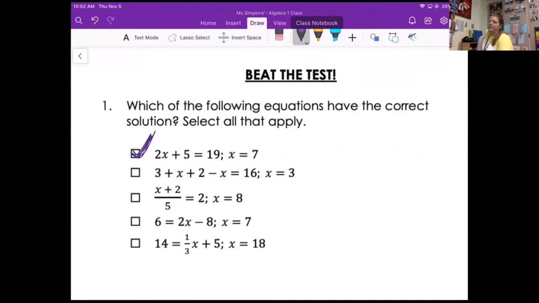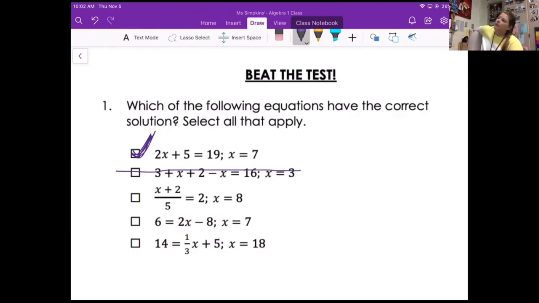The second one, they're telling me that the answer to x is 3. So let's substitute in 3. So 3 plus 3 is 6, plus 2 is 8. 8 minus 3 is 5. 5 does not equal 16. So I'm going to say that that is incorrect.